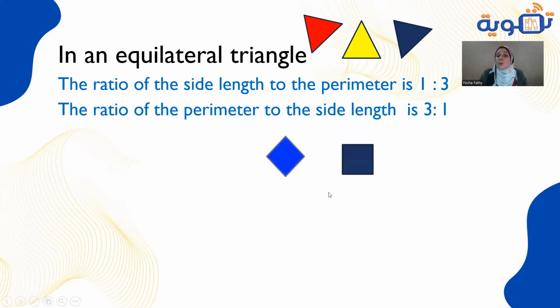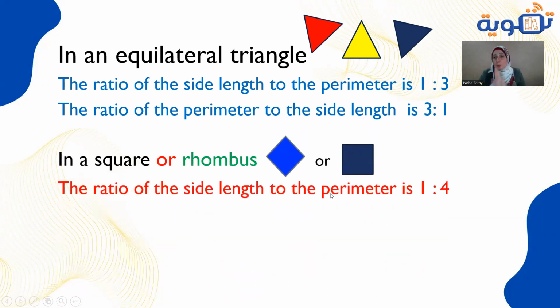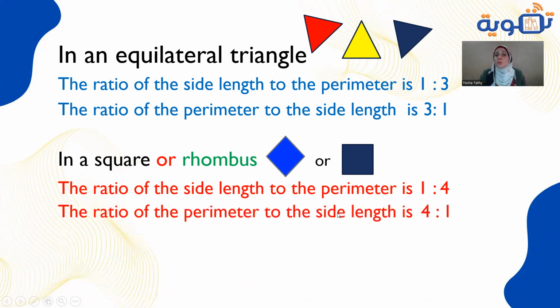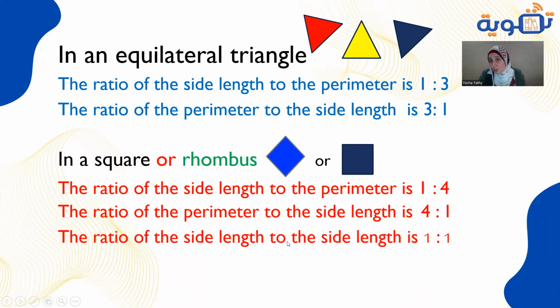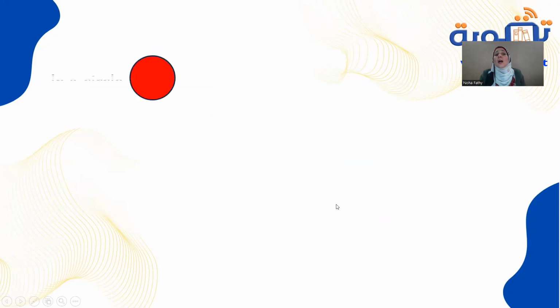And also for a square or a rhombus, the ratio between side length to the perimeter is 1 to 4. We have 4 equal sides in the square. So the ratio between one side length and the perimeter, which is the sum of 4 sides, is 1 to 4. Between perimeter and side length, 4 to 1. Between one side length and another side length in the same square or rhombus, 1 to 1, because they are equal. How about the circle?